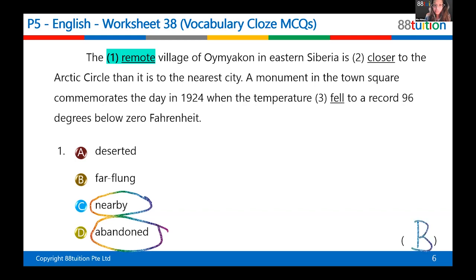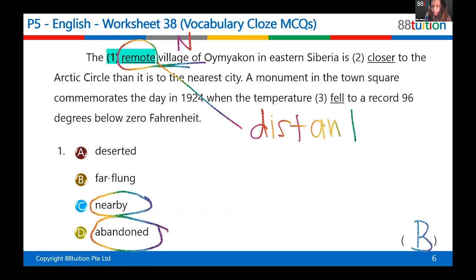They are all adjectives, which means they are describing words. Now, what is the meaning of remote? Remote is an adjective because it's describing the noun. Village is the noun, so it's describing the village. But what does remote mean? If I say this is such a remote area, it means it's distant, right? It's not nearby. This is the opposite of nearby. So that's why the answer cannot be C, because C is the opposite meaning of remote, right?